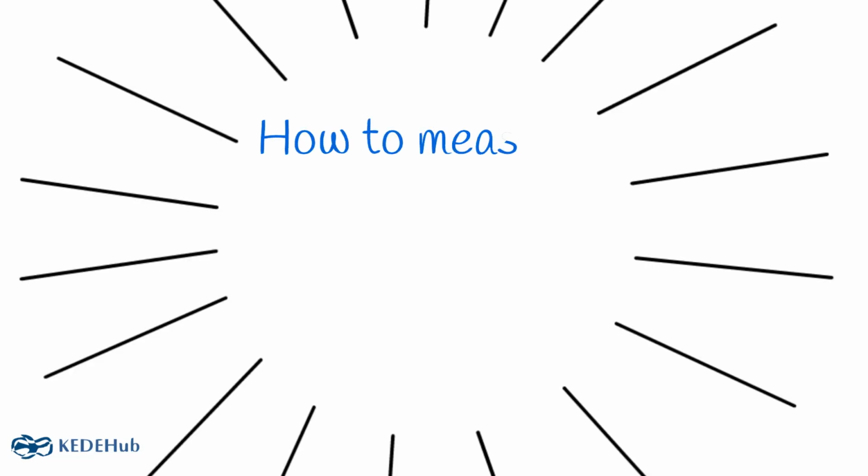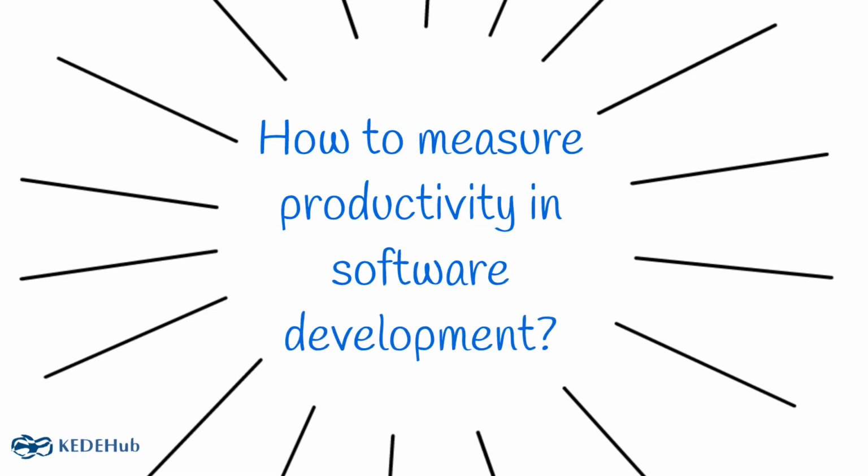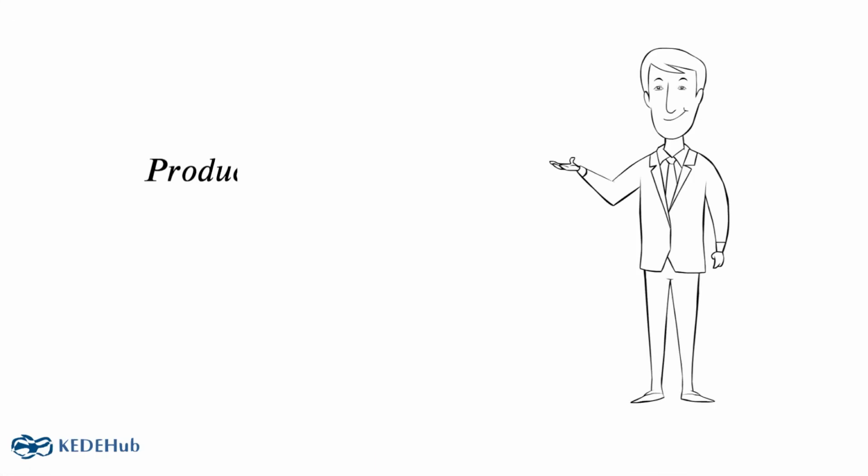How to measure productivity in software development? There are plenty of opinions on how to measure productivity of software developers, but no single approach is accepted as standard. In economics, productivity is calculated as output per unit of input. We improve productivity when we increase output or reduce input.